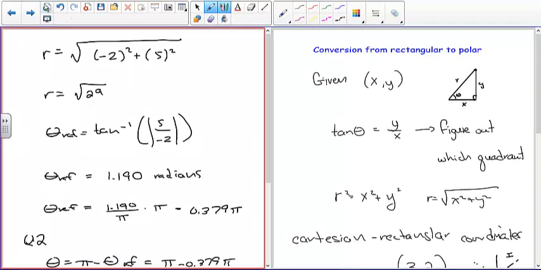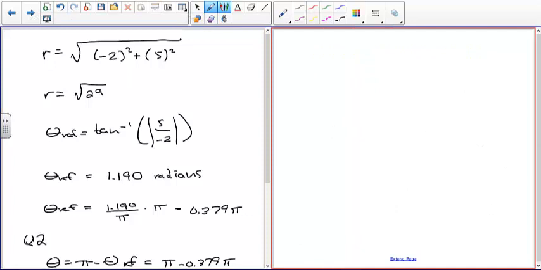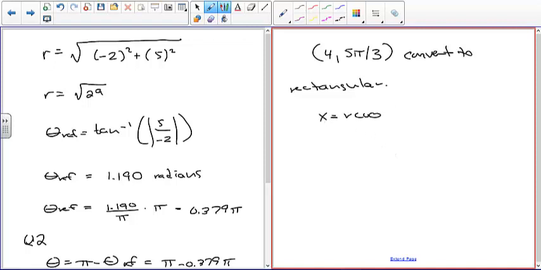Let's do another one, but we'll do it the other way. Let's say I give you 4 comma 5 pi over 3. Convert to rectangular. All you have to do is x is equal to r cosine theta, so it's going to be 4 times the cosine of 5 pi over 3. And y is going to be equal to r sine theta, 4 sine 5 pi over 3.